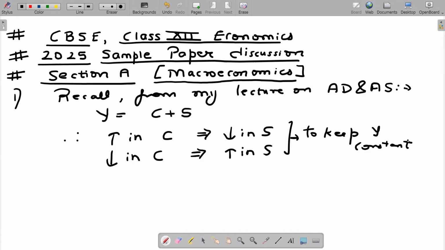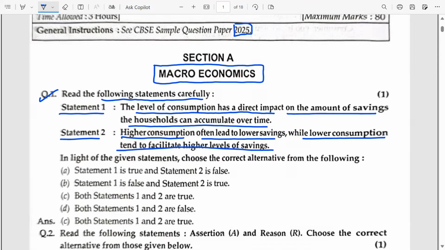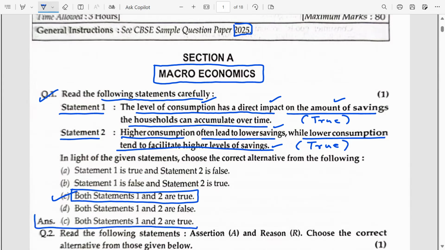If I come back to the question paper, read statement 2: higher consumption leads to lower savings and lower consumption leads to higher savings. This is true. And coming back to statement 1, the level of consumption clearly has a direct impact on savings, because when consumption goes up, savings falls, and when consumption falls, savings go up. That means this statement is also true. So statement 1 is true and statement 2 is also true. So my answer is C: both the statements 1 and 2 are true. You can also check the answer.